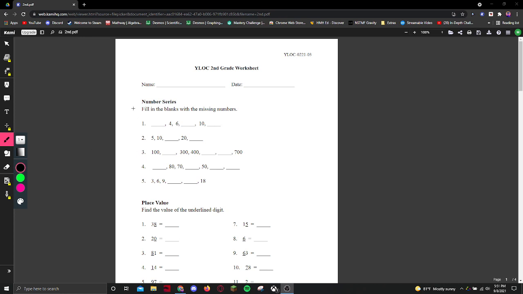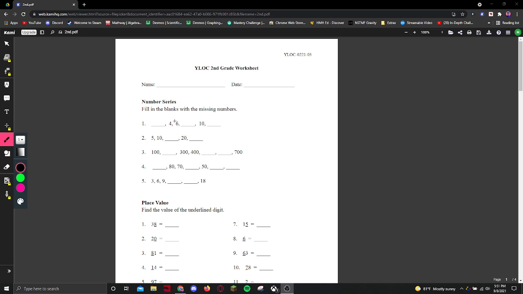So for the first portion we have the number series, in which we have to fill in the blanks with the missing numbers. So let's go to the first question. The first question has blank, 4, 6, blank, 10, and blank. To solve these kind of questions, you need to find the pattern, and from finding the pattern, you can fill in all the blanks. For example, 4 and 6.